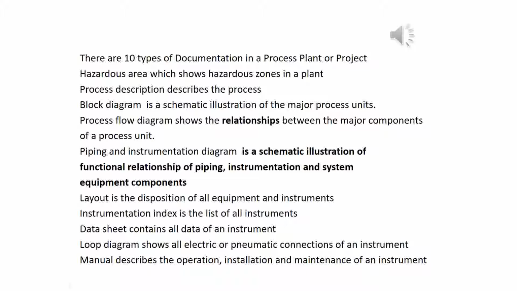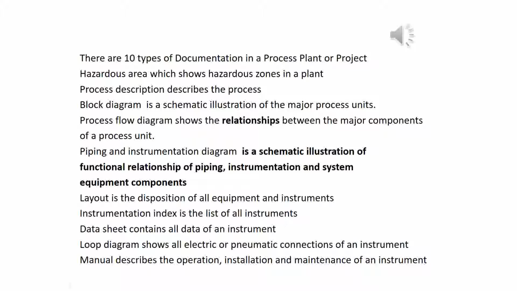There are 10 types of documentation in a process plant or project. 1. Hazardous area, which shows hazardous zones in a plant. 2. Process description, describes the process. 3. Block diagram is a schematic illustration of the major process units. 4. Process flow diagram shows the relationships between the major components of a process plant. 5. Piping and instrumentation diagram is a schematic illustration of functional relationship of piping, instrumentation, and system equipment components.